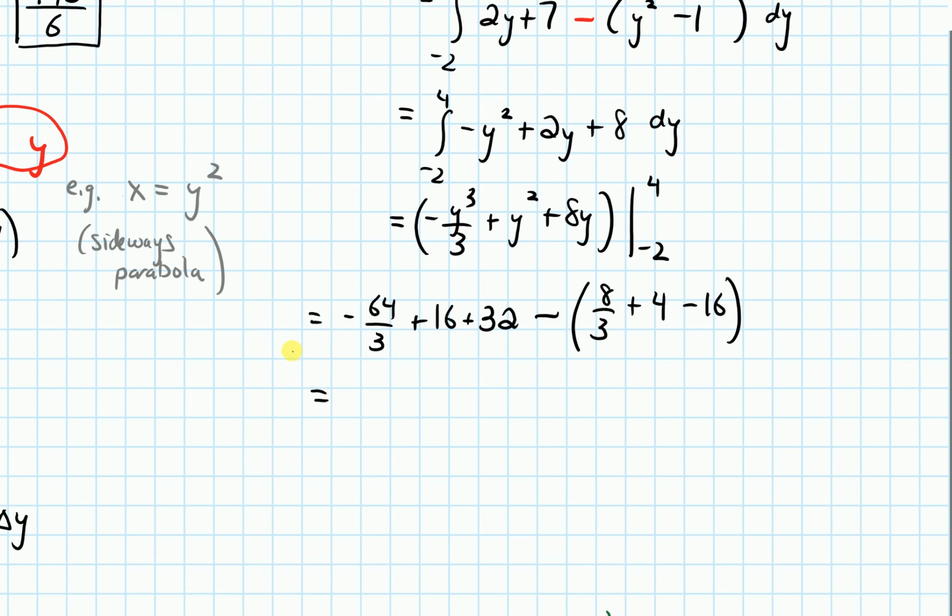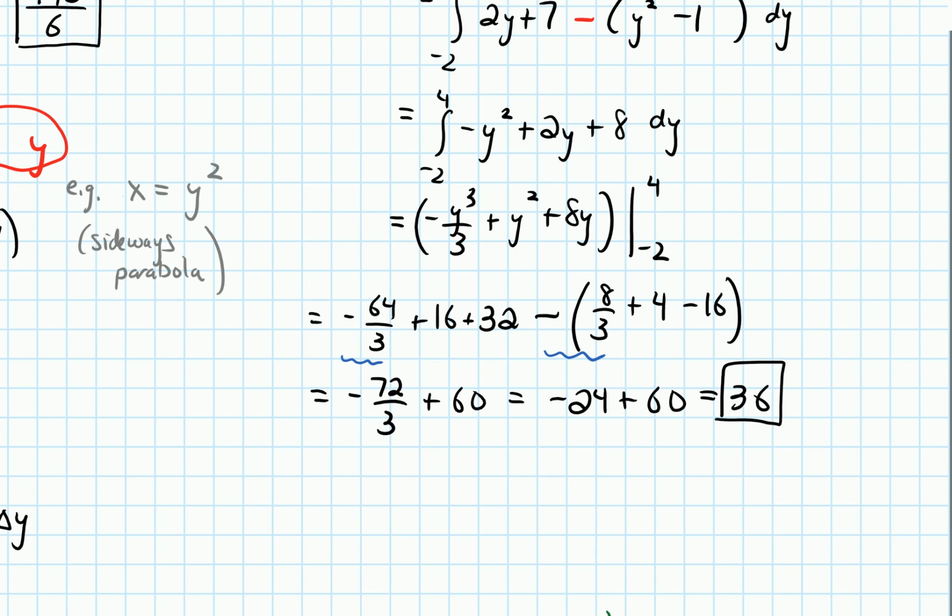So we just need to continue to simplify. Let's first combine the terms that have 3 as the denominator. We get negative 64/3 minus 8/3, which is negative 72/3. Then the other terms: 16 plus 32 is 48, and 4 minus 16 is negative 12. So altogether we have 48 minus 12, which gives plus 36... rather, plus 60 as written. Negative 72 over 3 is negative 24. We get negative 24 plus 60, which is 36. And that's my area between those two curves.